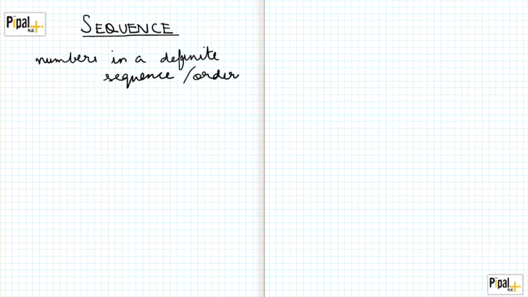Let's start with defining sequence. A sequence is when you put a certain number of numbers in a definite sequence, or in a definite order. That group of numbers is called a sequence, right? So let's take an example.